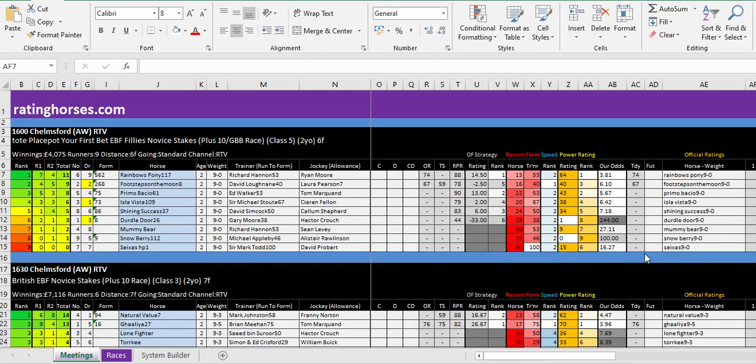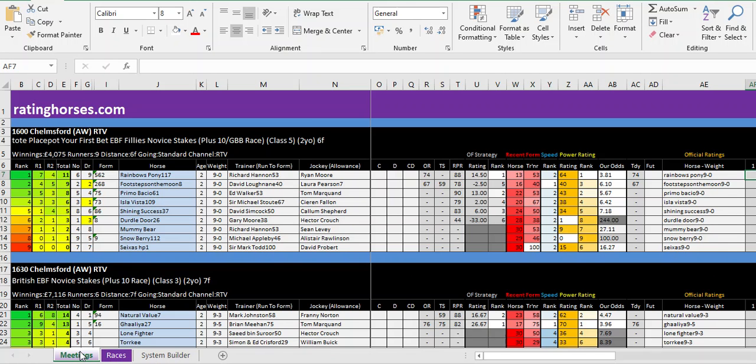If I can take you to the bottom of the screenshot, you will see three tabs. These are meetings, races, and system builder. Now, you only get access to system builder via the gold or platinum membership. If you're a bronze or silver member level, then you won't have access to the system builder. This is just for gold and platinum level membership.